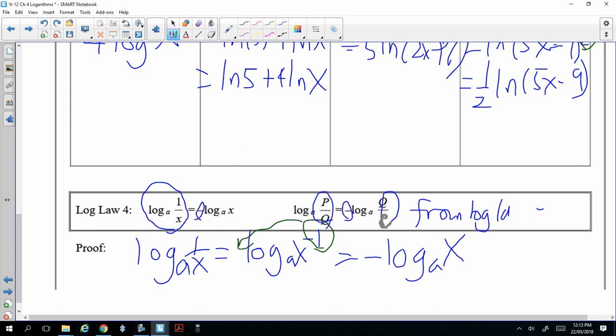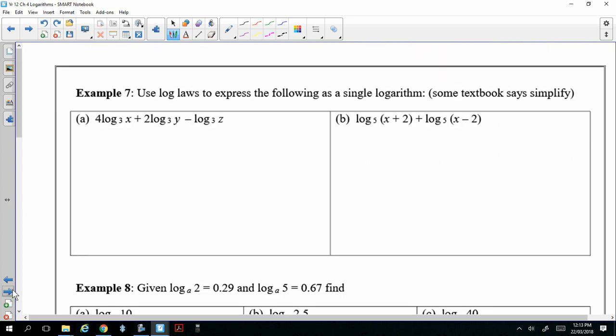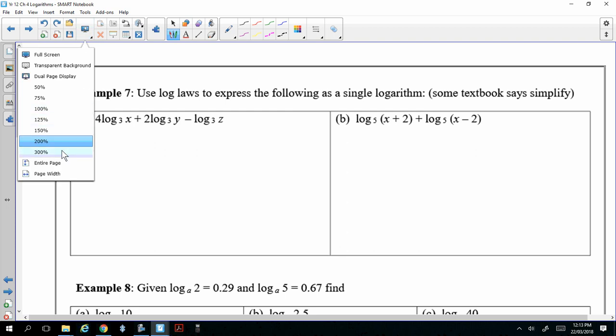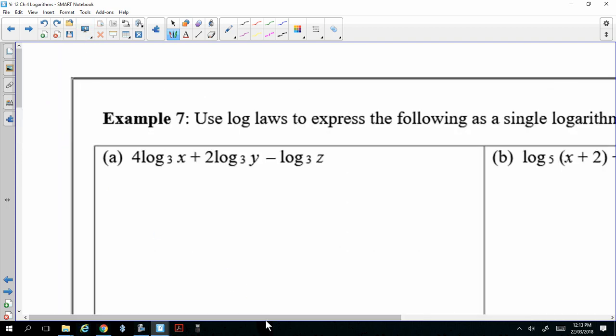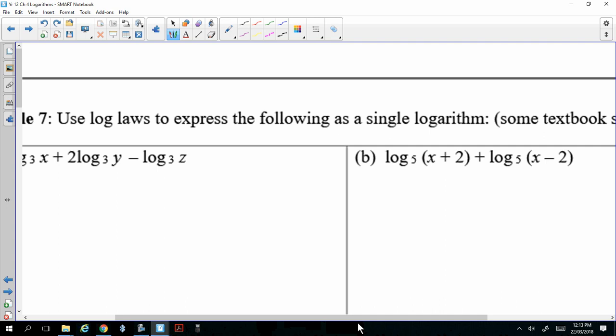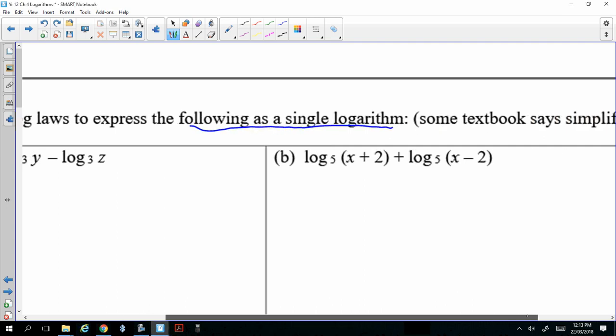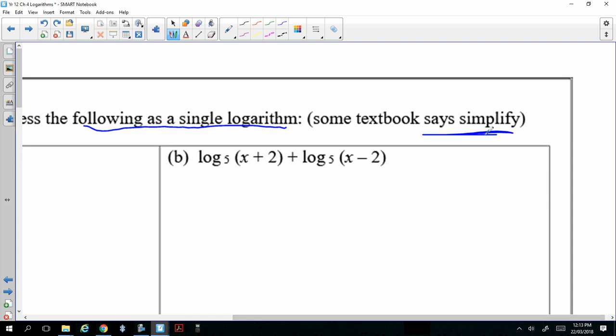Once you're done, please go to the next page. We'll do 3 more pages, then we're done. Example 7. So we're going to apply these 3 log laws. Let's look at the first one. Use log laws to express the following as a single logarithm. Sometimes the text will say simplify. That's what that means. So you have 3 terms. We're going to combine them. How do we combine them?